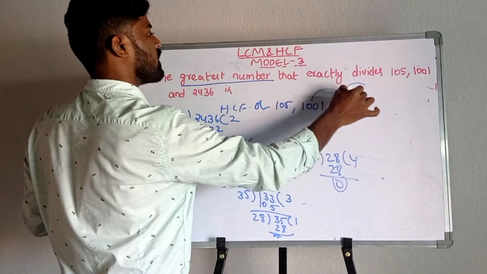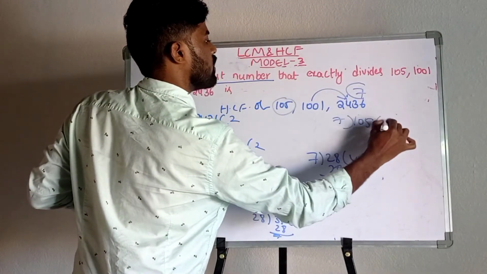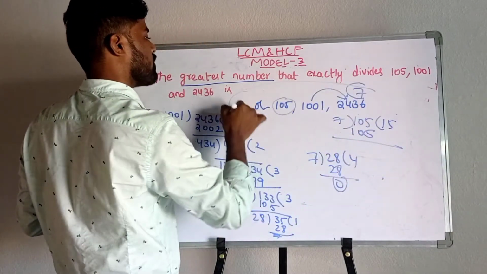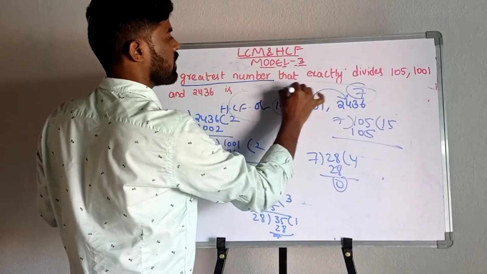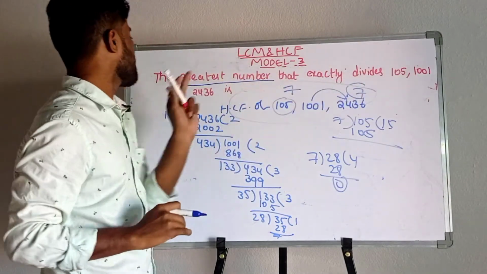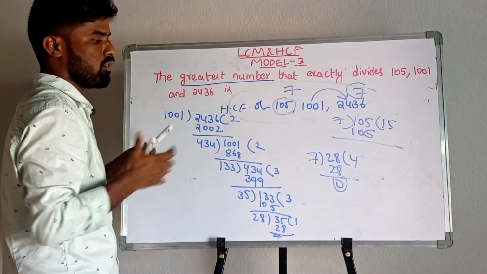Now we will check whether 105 is divisible by 7 or not. 7 into 15 is 105. That means the HCF of these three numbers is 7. The greatest number that exactly divides 105, 1001 and 2436 is 7. Next we will discuss model 4.